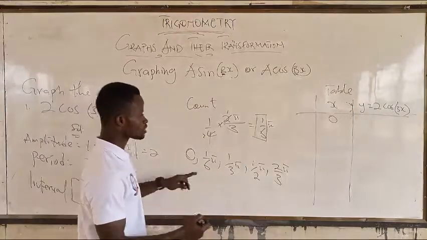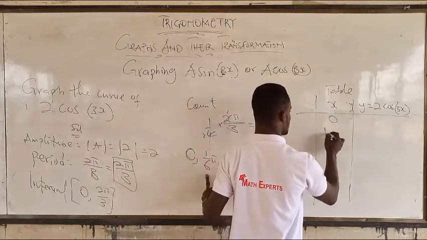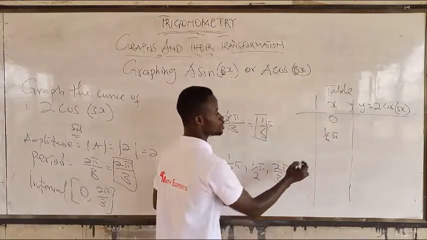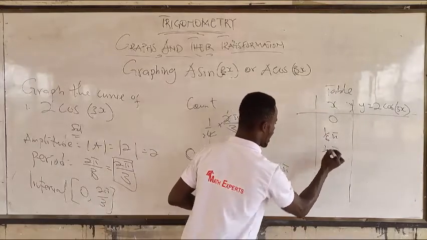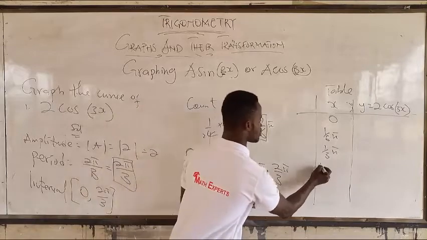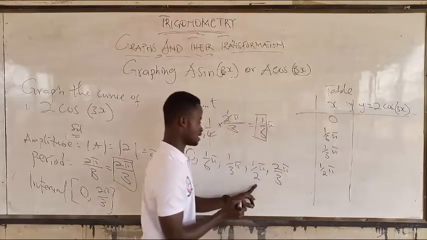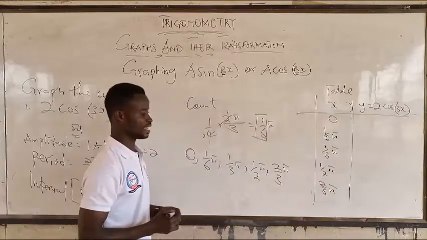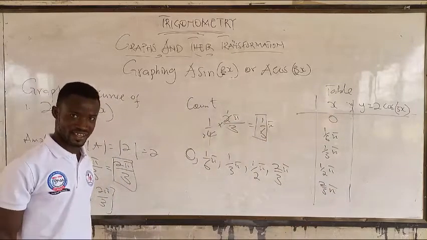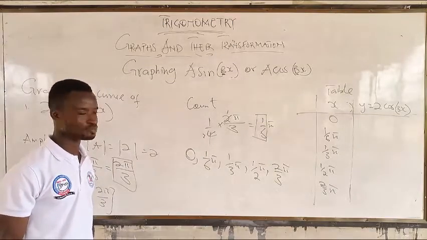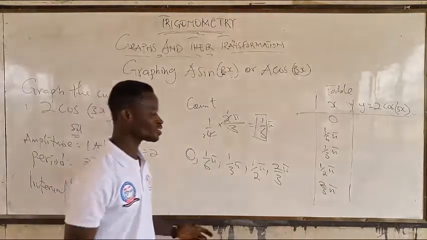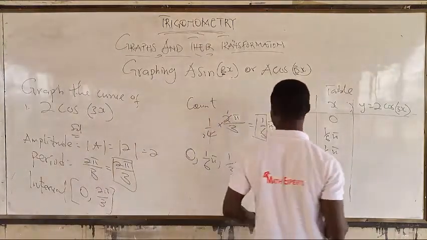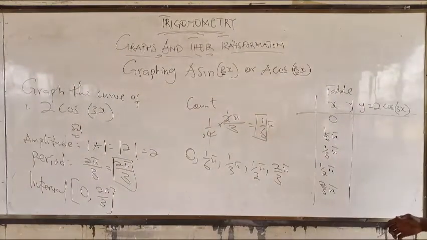Very good. So if you start with 0, the next will be 1/6 pi. The next will be 1/3 pi. The next will be half pi. The next will be 2 over 3 pi. Then you end it. Is that clear? Thank you for that. I hope it's clear. I'm sure. So now take your calculators and let's move on.